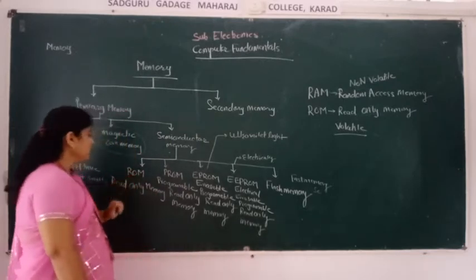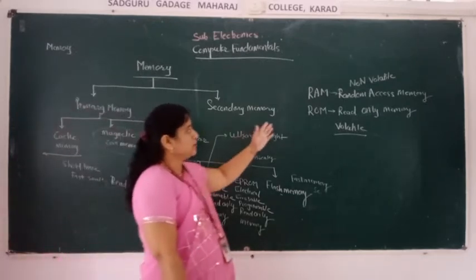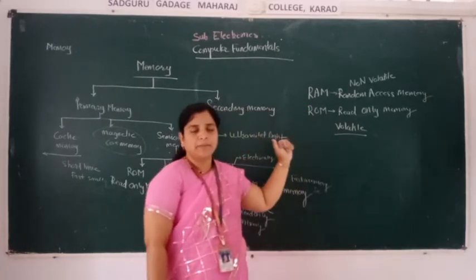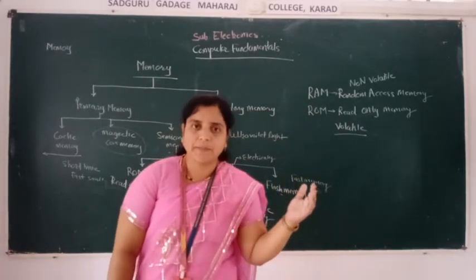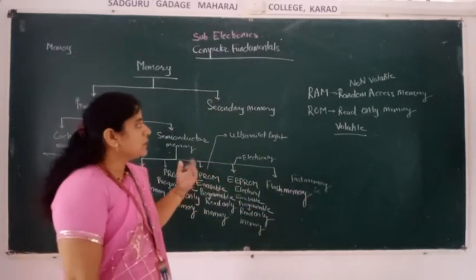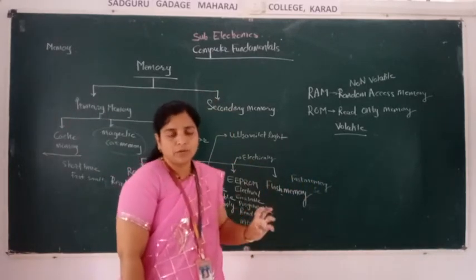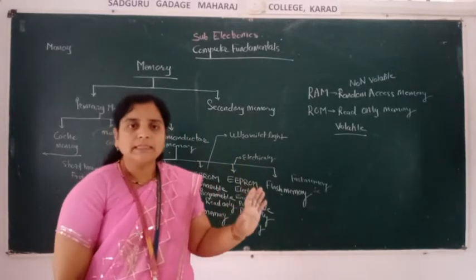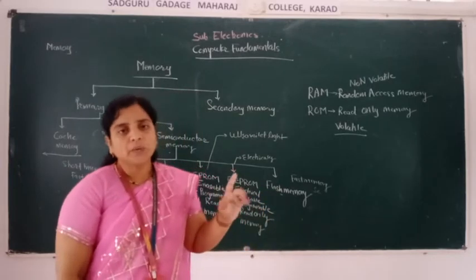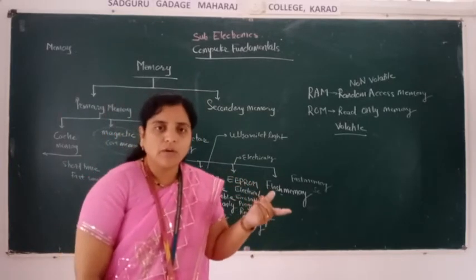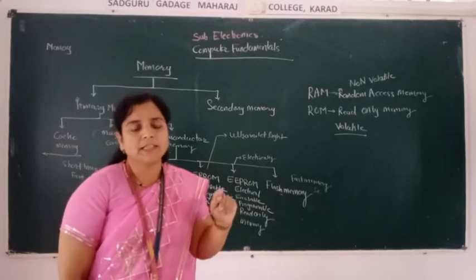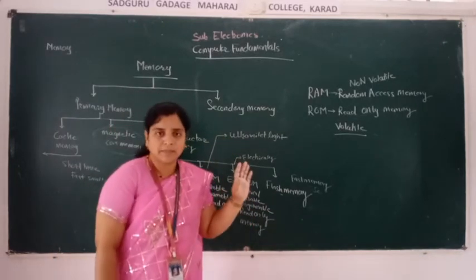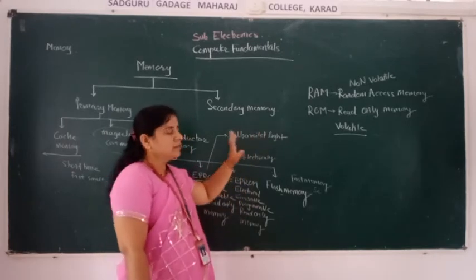Semiconductor memory has again two types, ROM and RAM. The read-only memory is a non-volatile memory, and RAM, the random access memory, is a volatile memory. Volatile and non-volatile I have already told you: when power is off, if the data is lost, it is called volatile memory. If the power is off and the data remains, it is called non-volatile memory.